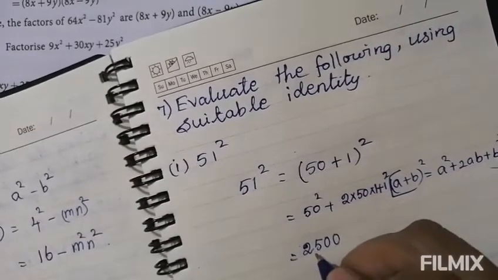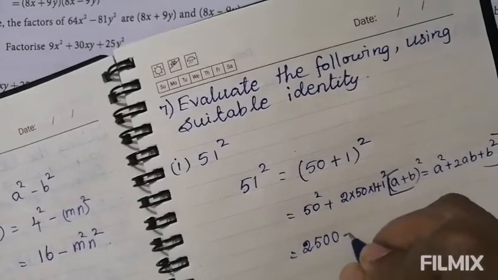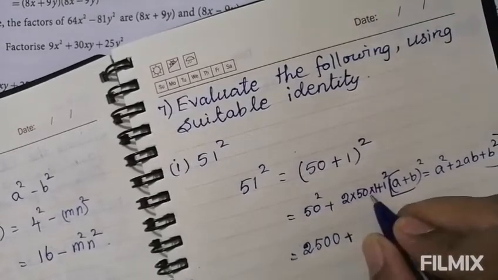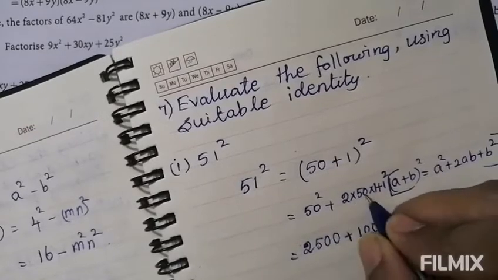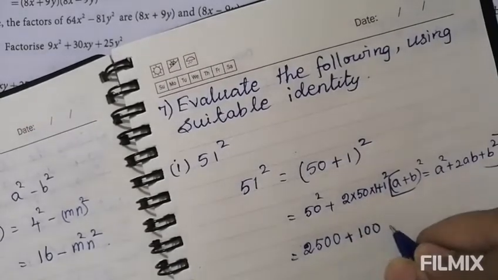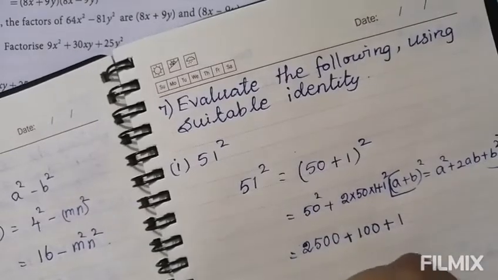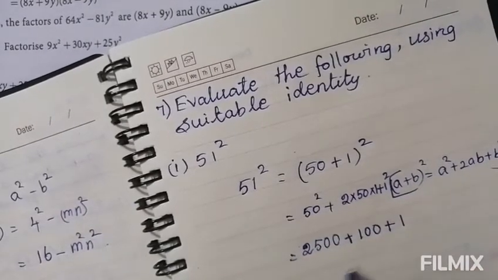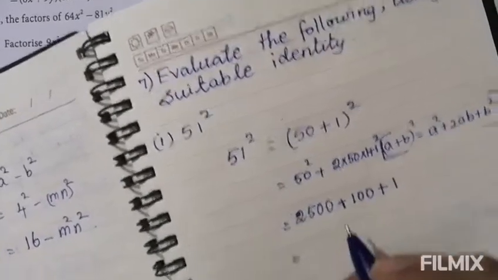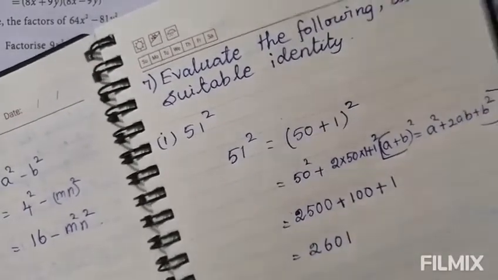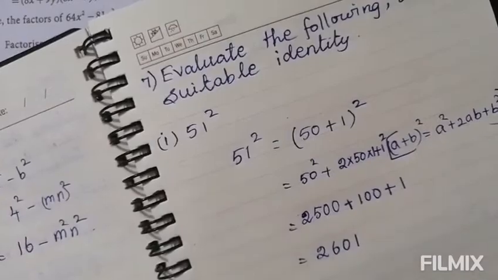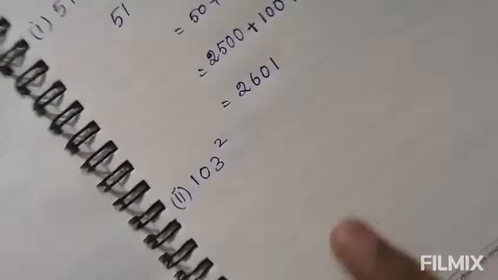So 2500 is equal to 50 square, plus 2 into 50. 2 into 50 is 100. That is, 2 fives are 10, then after that you put 1 zero... Next, plus 1 square is 1. So when we add these three numbers, that is easy to add. 2601 is the answer. Like this you have to do this problem.